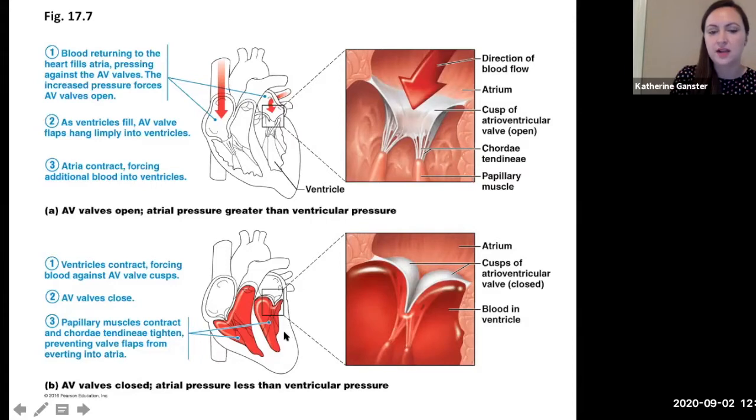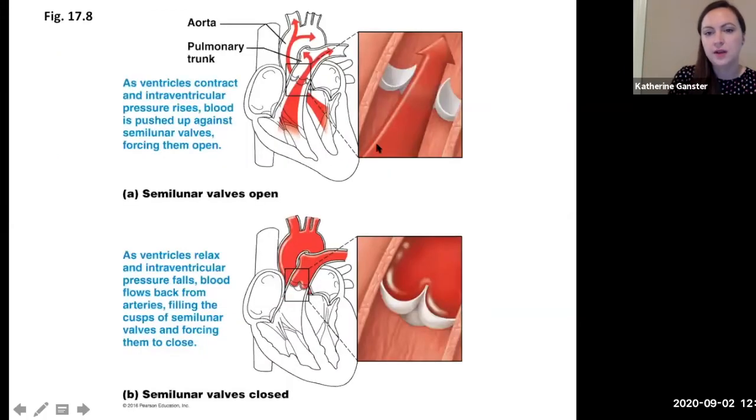Now, this blood pressure in the ventricle is going to get higher and higher as the myocardium continues to contract until the pressure inside the ventricle exceeds, or is greater than, the pressure of blood in the aorta. And when the pressure in the ventricle exceeds the pressure of the blood in the aorta, it'll force this aortic semilunar valve to open, and blood will leave the left ventricle and enter the aorta. So now you can see blood is exiting through the semilunar valve.